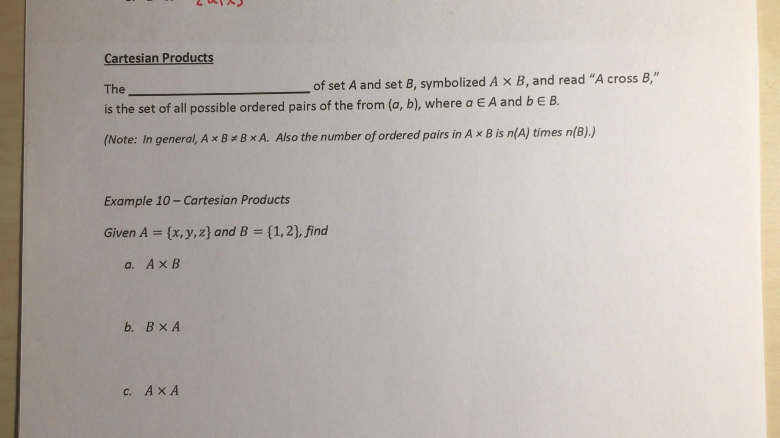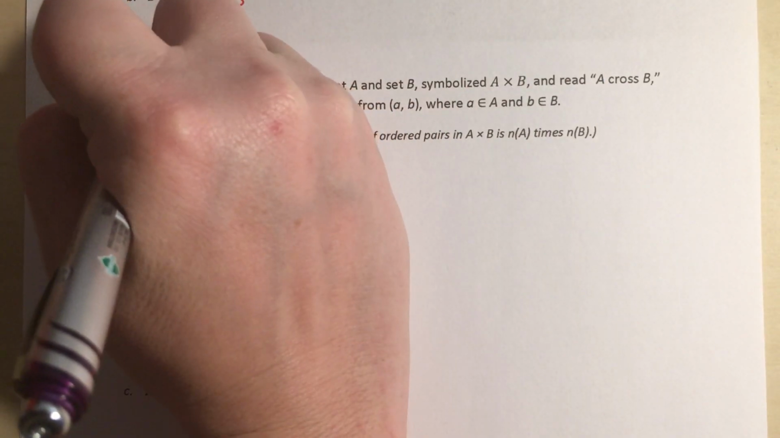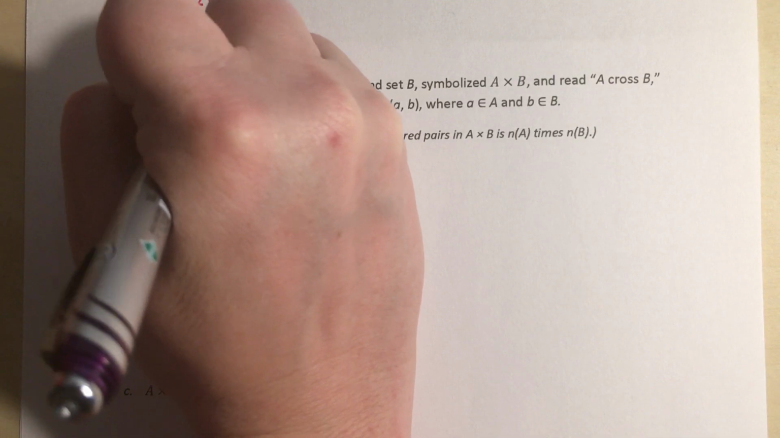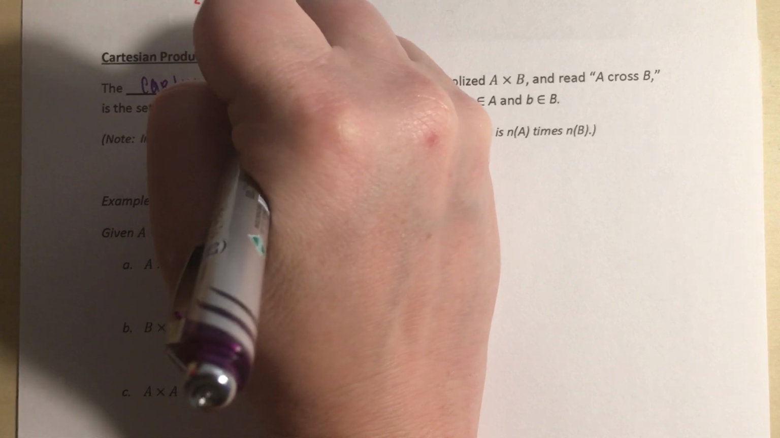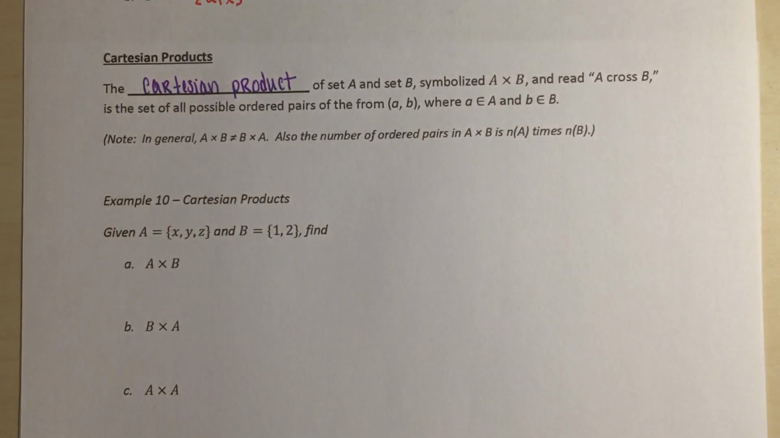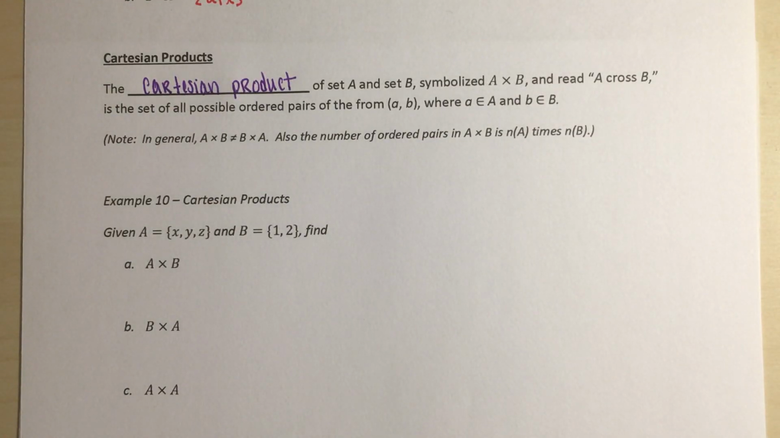Right. The last thing that we're going to look at here is something called a Cartesian product. Right. So the Cartesian product of a set A and B, symbolized A, and it looks like a multiplication sign, but sometimes we say the word cross instead, so A cross B or something along those lines. So it looks like your normal X for multiplication sign, but we are going to use the phrase cross.